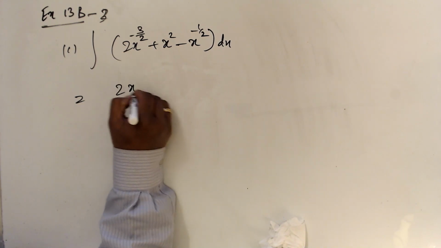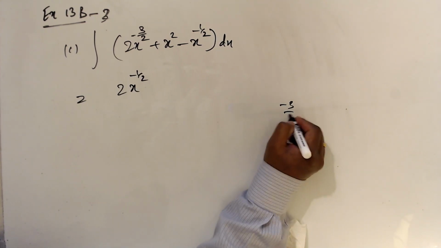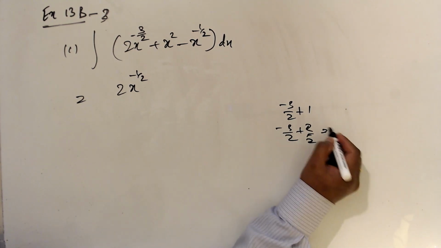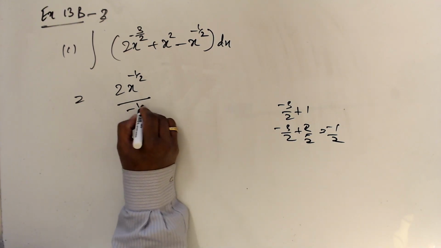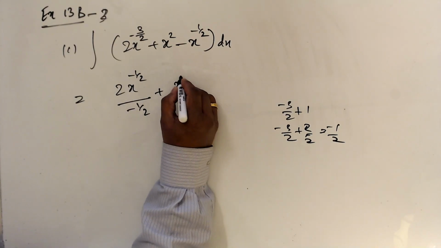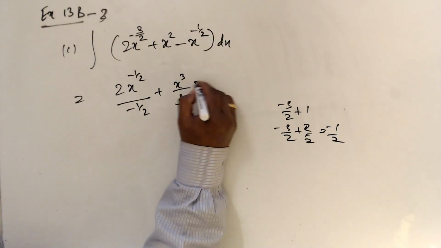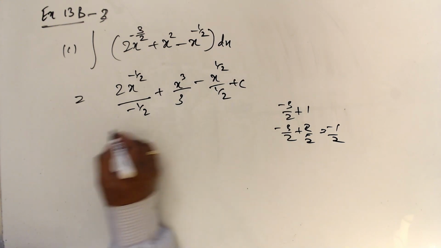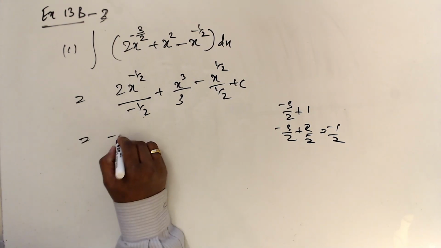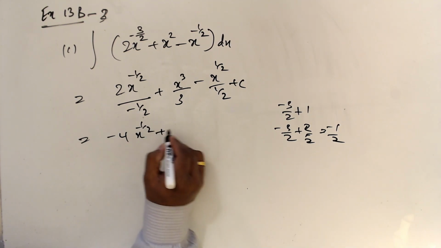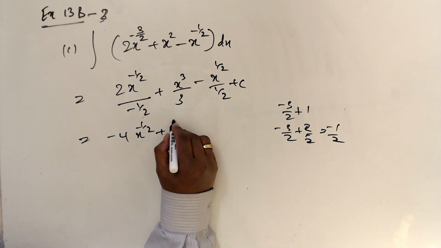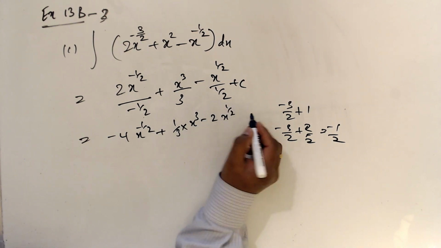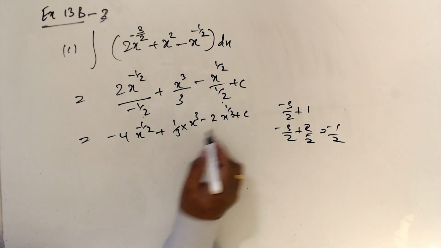This is going to be 2x^(-1/2), because minus 3 over 2 plus 2 over 2 is minus 1 over 2, divided by 1 over 2, plus x cubed over 2 plus 1, divided by 3, minus half, positive half over half, plus 6. So this is going to be 2x^4 minus x^(-1/2) plus, you can write if you want, 1 over 3 x cubed and 2x^(1/2) plus c. These two come up.